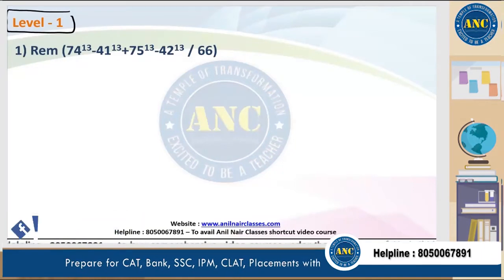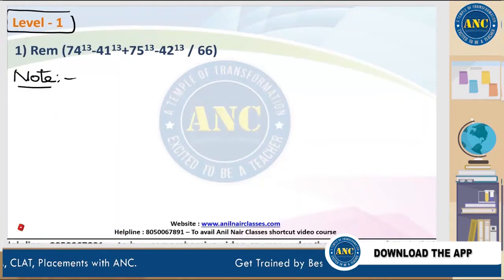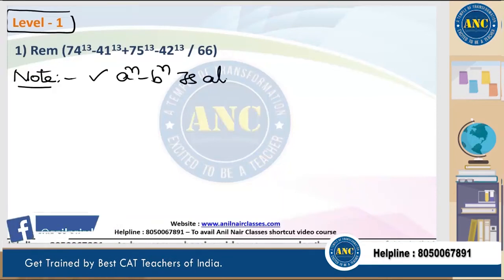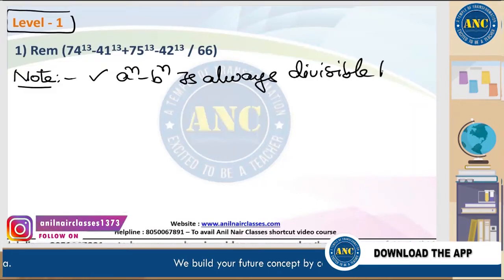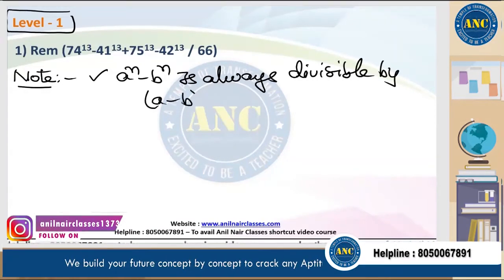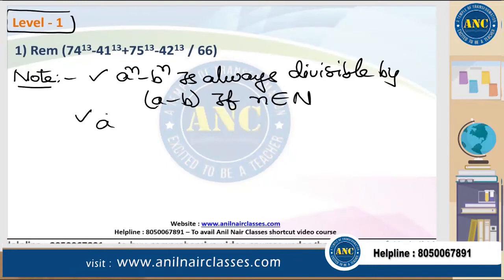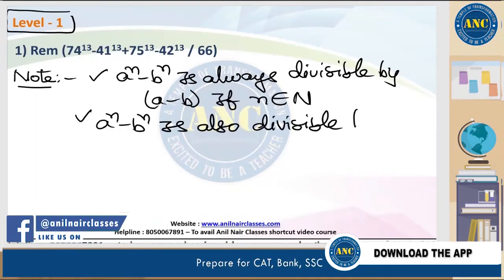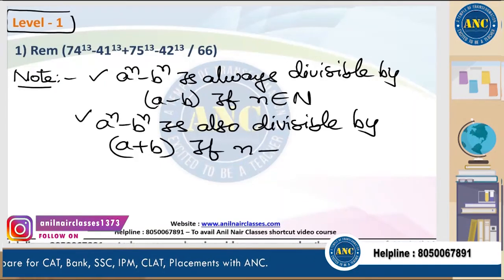This is the problem. We are not interested in solving the problem. We are interested in knowing the concept. I will just repeat the concept for you. Note: a power n minus b power n is always divisible by a minus b if n is a natural number. A power n minus b power n is also divisible by, in addition to a minus b, a plus b if n is an even number.